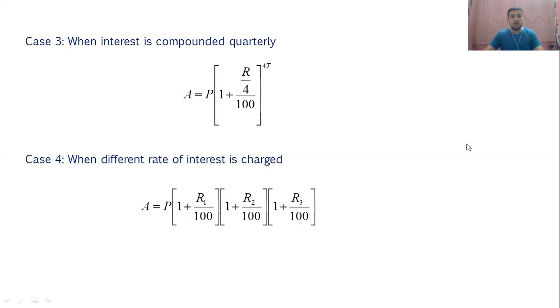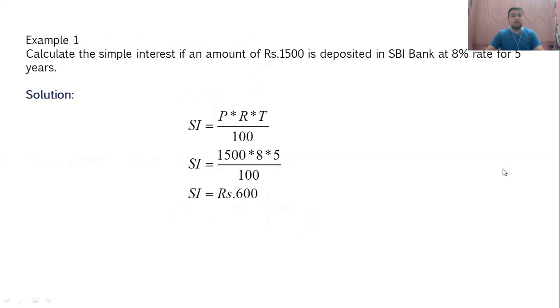So let us see now examples based on this. Calculate the simple interest if an amount of rupees 1500 is deposited in SBI bank at 8% rate for 5 years. Okay, so a very simple example.